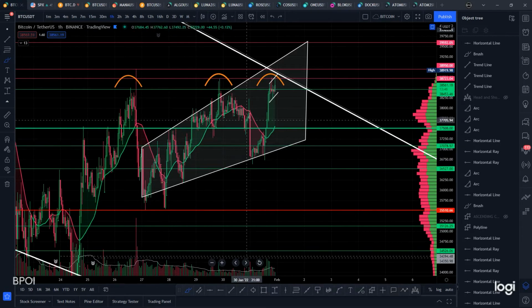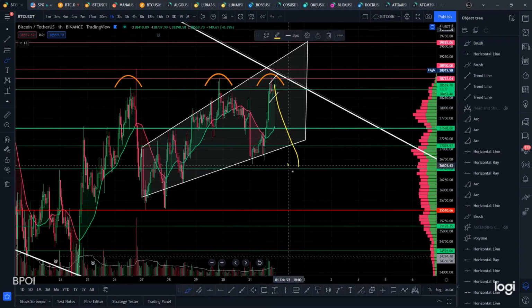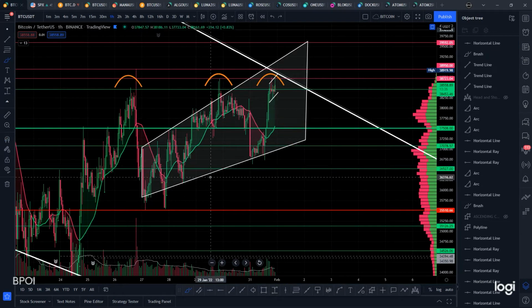Broadening wedge tends to be a bearish pattern, so this is a price reversal pattern. Normally you would have a breakdown out of this pattern, but we haven't seen that yet because we've been holding the lower and upper trend lines. So we're just watching at the moment to see what happens.